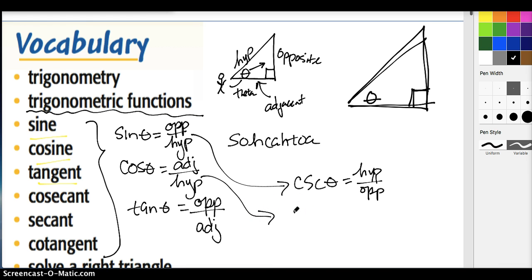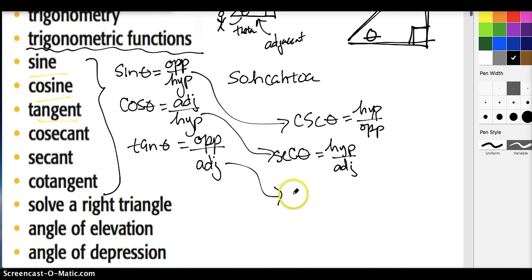Secant is going to be the reciprocal of the cosine function. So we would write secant as SEC, theta. And so since cosine is adjacent over hypotenuse, secant is going to be hypotenuse over adjacent. And I think it's pretty straightforward to see what's happening with this last one. The cotangent is the reciprocal of the tangent. Therefore, cotangent of theta, and COT is how we abbreviate that, would be the adjacent over the opposite.